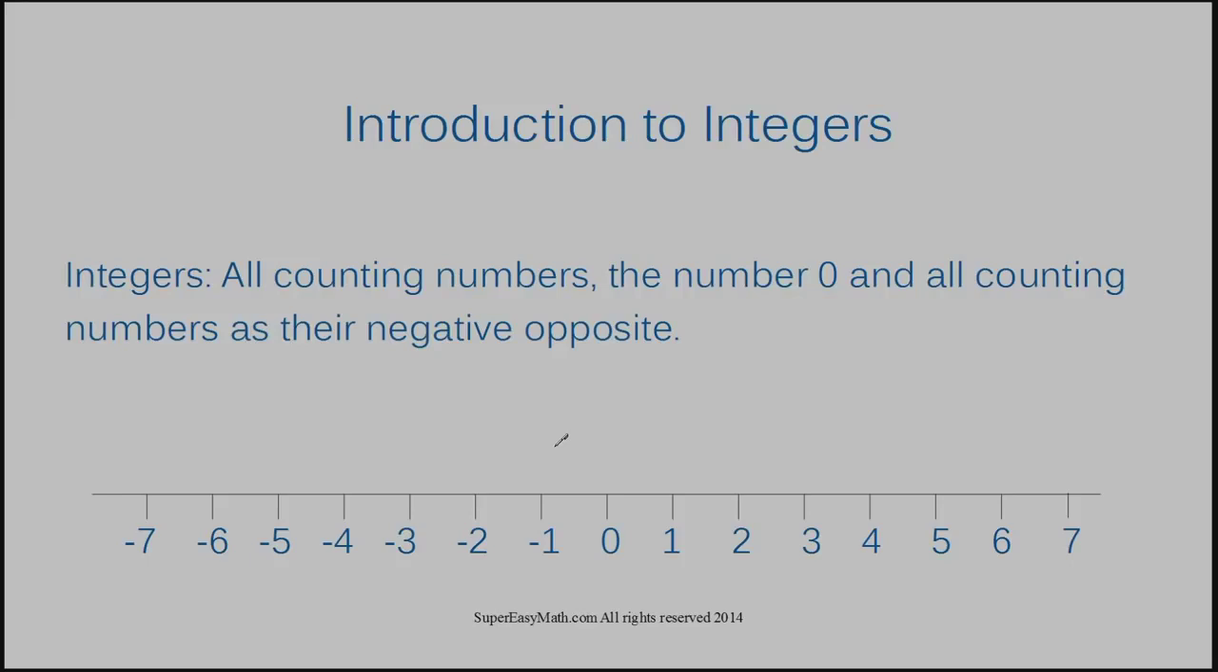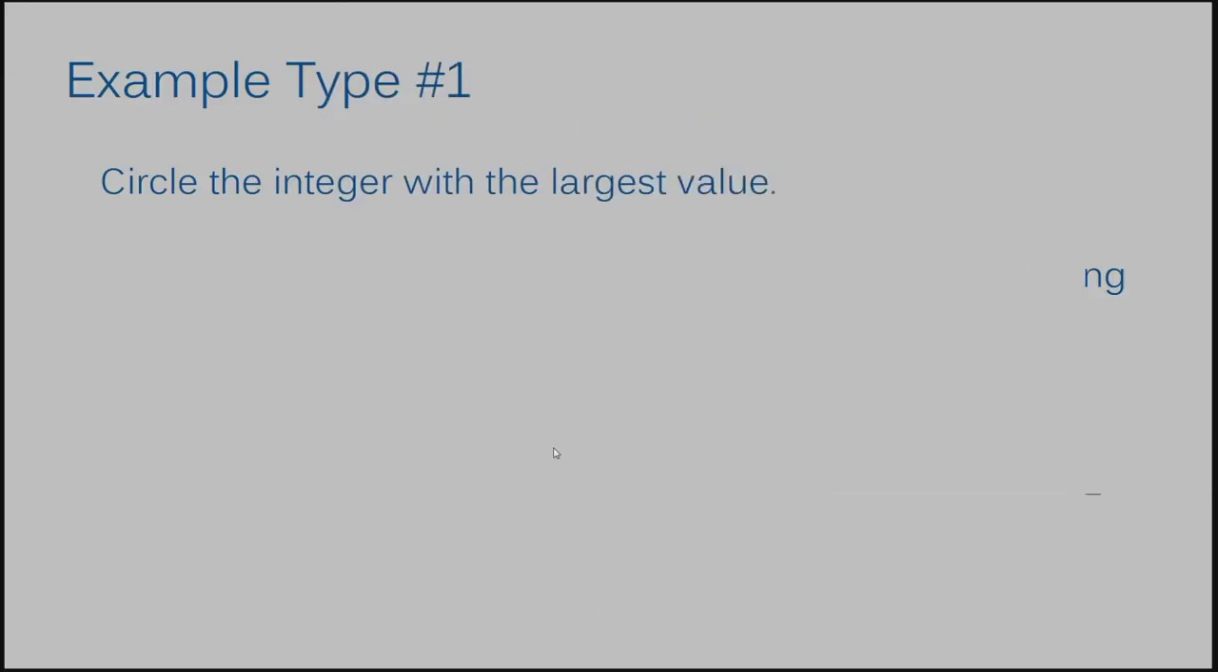Okay? Let me move into some examples so we can make sure we understand which numbers are larger and which numbers are smaller than each other when we're dealing with integers. For the first type of example, we're going to circle the integer with the largest value. So for example number 1, we have 56 and 59.